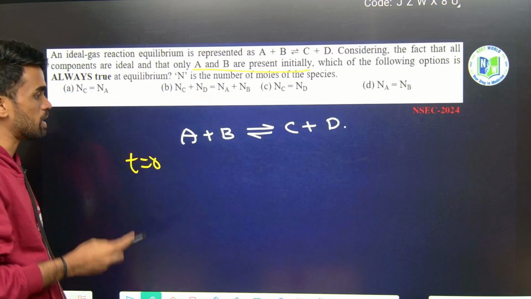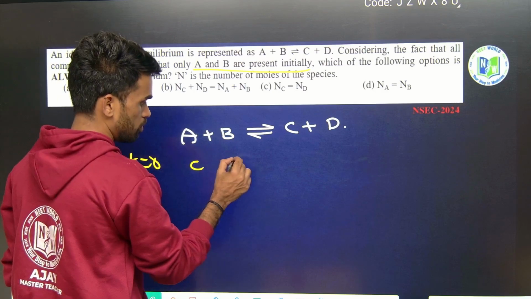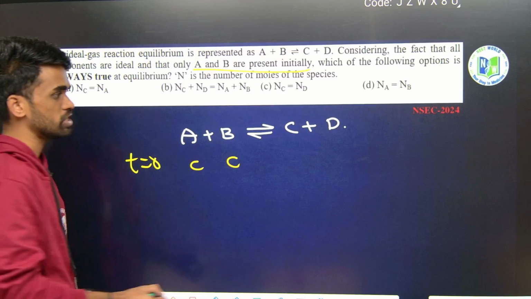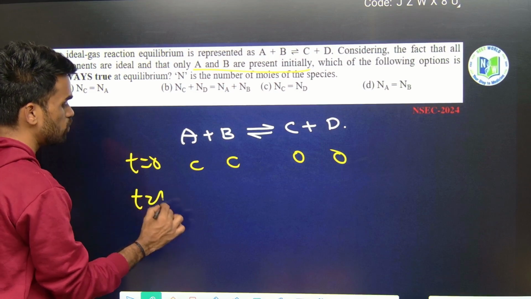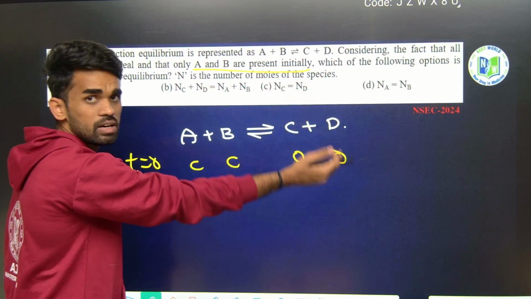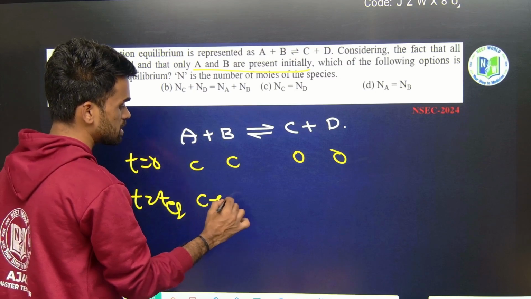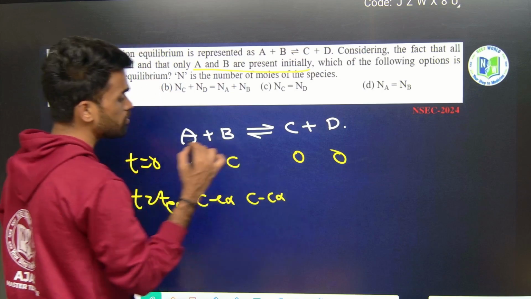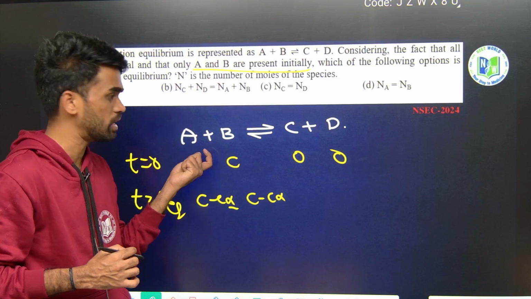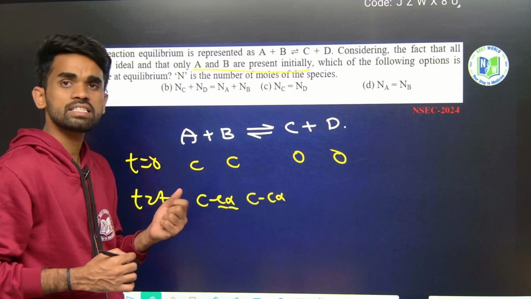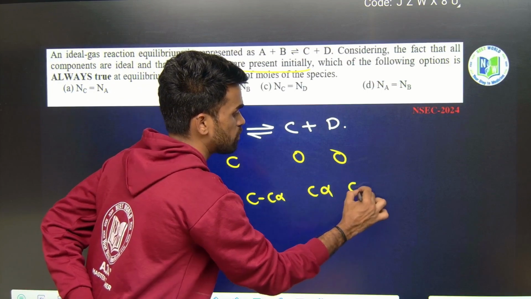If A is present with concentration C and B also has concentration C, initially the concentration of the products is 0. After some time t, some of these reactants convert into products. So at equilibrium we are going to have concentrations C minus C alpha here, and this is also C minus C alpha. Why am I taking C minus C alpha? Alpha is the degree of dissociation of this component to form the product, and C is the amount of concentration that is converted into product. So the amount of product formed here is C alpha, and here also C alpha.